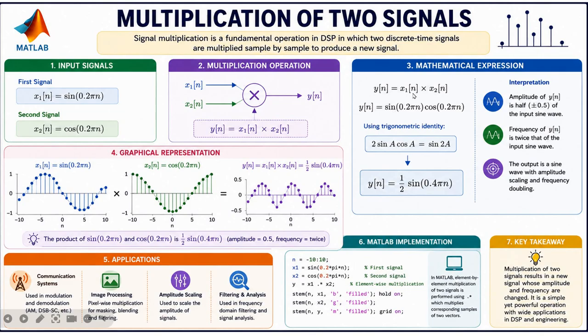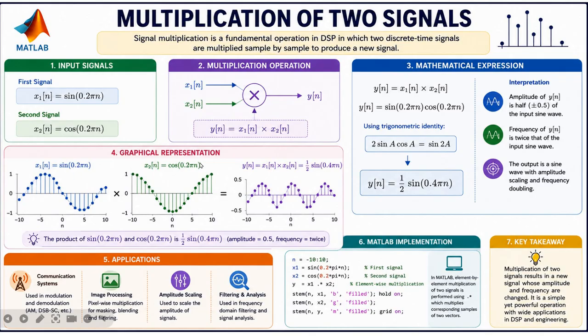So y of n is what? It is x1 of n, that is sine of 0.2 pi n into x2 of n, which is cos of 0.2 pi n. Now here we'll use the trigonometric identity 2 sine a cos a is equal to sine 2a, and we'll get y of n is equal to 1 by 2 sine of 0.4 pi n. So here the amplitude of y of n is half, that is plus or minus 0.5 of the input sine wave. Then the frequency of y of n will be twice that of the input sine wave, and the output is a sine wave with amplitude scaling and frequency doubling.